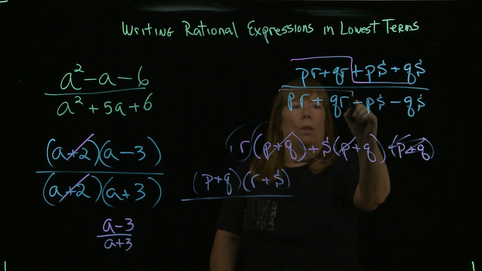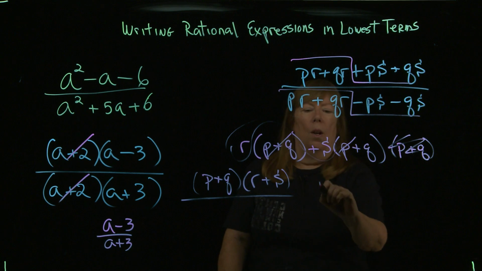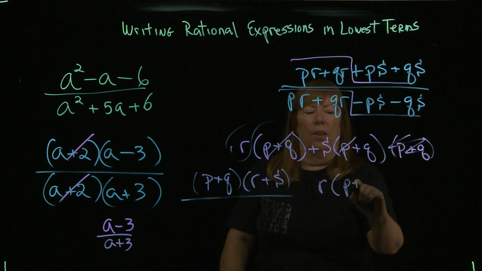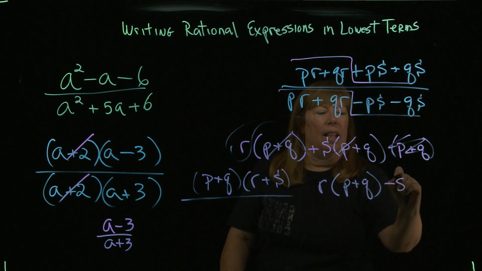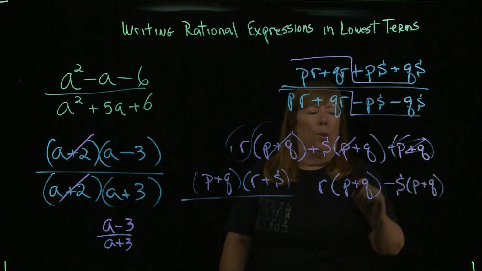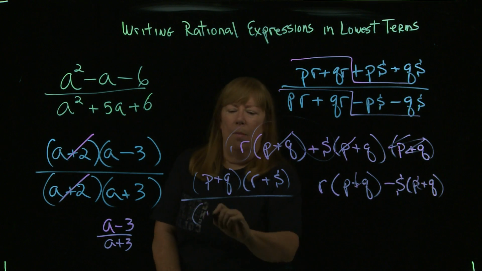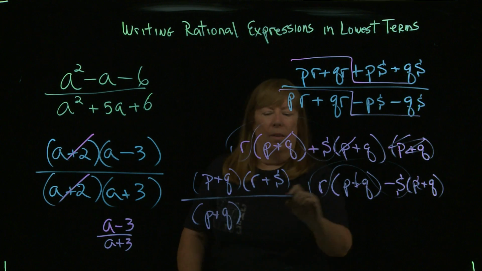It's also 4 terms, so it's factored by grouping, and we're going to do the same thing. We can take out an r, it's going to leave us p plus q. We can take out a negative s, it's going to leave us p plus q. If these are the same, you factor them out, and you scoop up the rest.